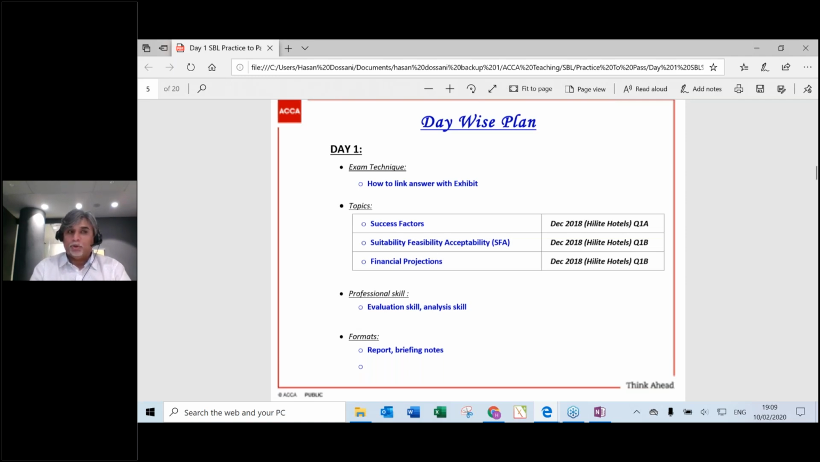These are two topics which are tested in almost every attempt. Financial projections you will see in every attempt, and SFA has been asked in every alternate attempt. So, very high frequency of these topics. So I thought let's start with the two most important and frequent topics of SBL.